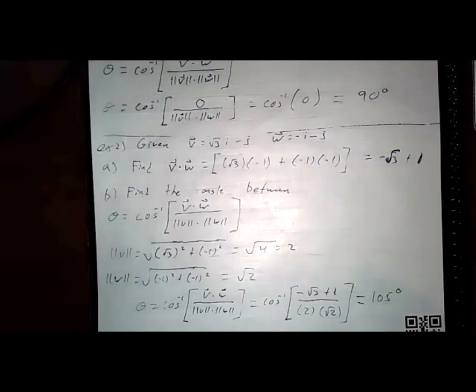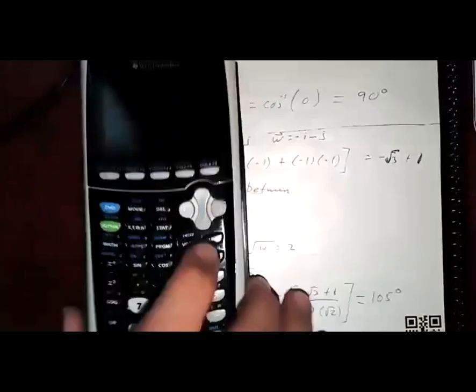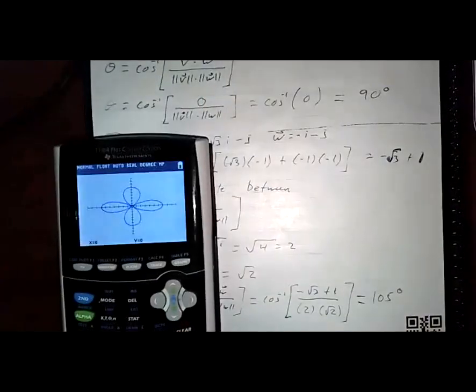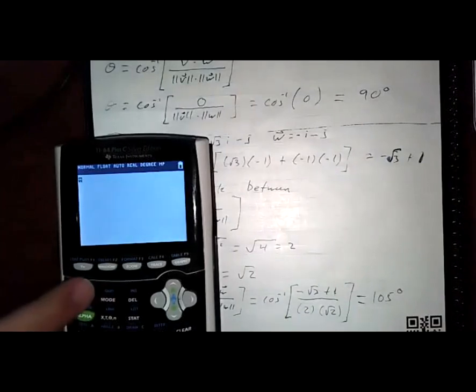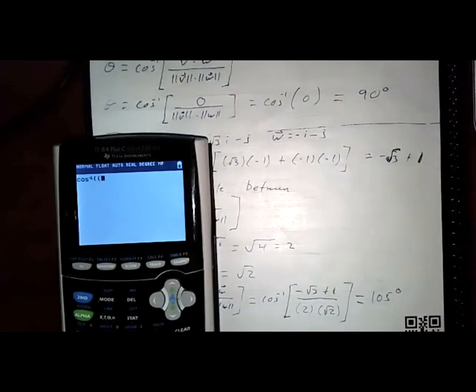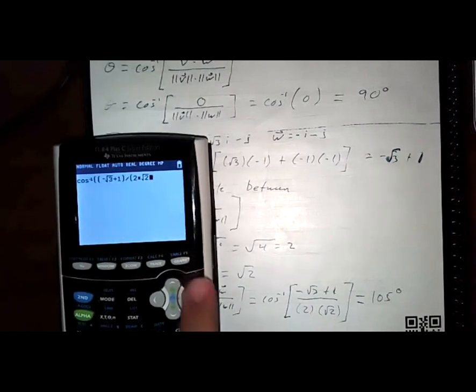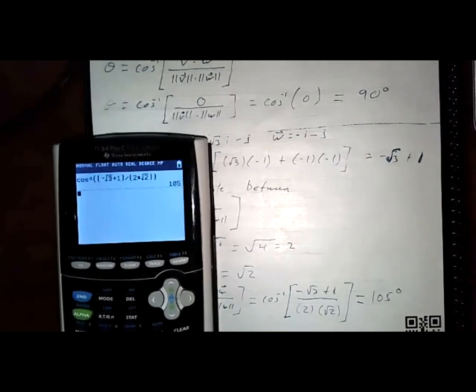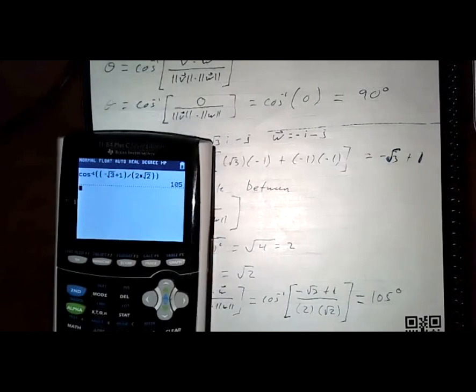Do you mind doing it on the calculator, that last part? So you have cosine inverse. So without the fraction, you'd put negative square root. Where's my square root button? 3 plus 1. So that's the top part divided by the bottom part. 2 times square root 2. Yeah. So 105.